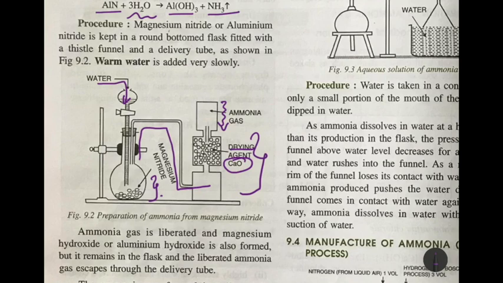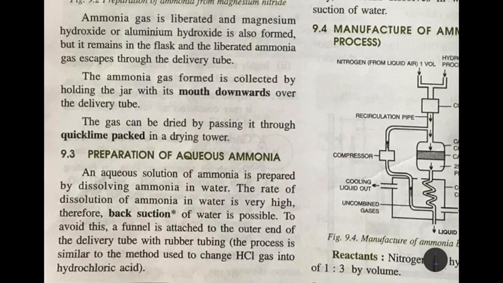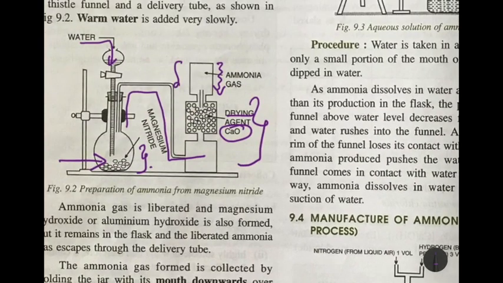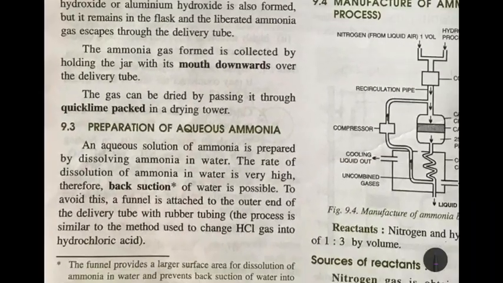The ammonia gas is liberated, while magnesium hydroxide and aluminium hydroxide are formed and remain back in the flask. Only ammonia, since it is a gas, escapes through the delivery tube. The ammonia gas formed is collected by the downward displacement of air. You can see the jar is inverted with its mouth in the downward direction. The gas can be dried by passing it through quicklime, which is packed in a drying tower.